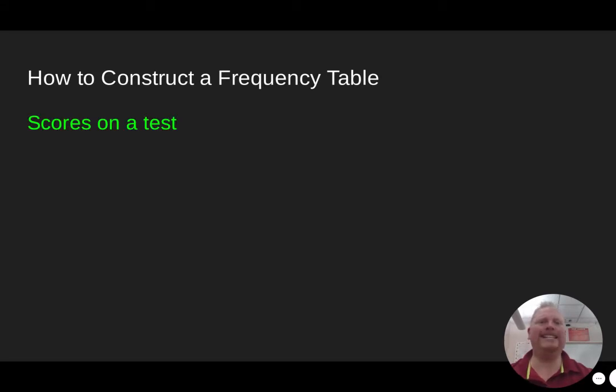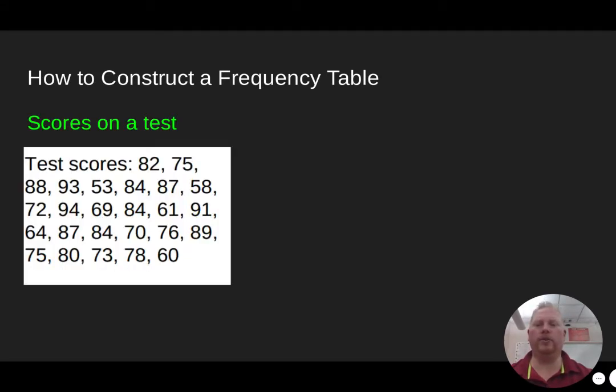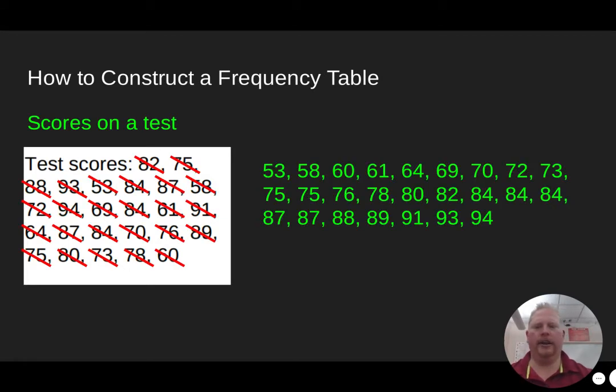First off, we need some data. Let's say we have some scores from a test, and here they are. The first thing I would want to do is put those scores in order. This might take a minute, but weed through and say, here's my lowest score, then my next lowest, and cross them off as you go. I've done that fairly quickly because I did it before, but there we go. The scores are in order. So that's step one of making a frequency table: put your scores in order.